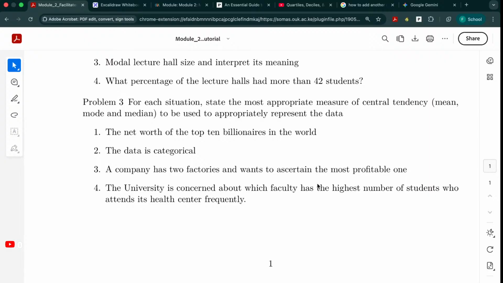We have a company that has 2 factories and wants to ascertain the most profitable one. That one I know for sure. I know it is mode. Then 4. The university is concerned about which faculty has the highest number of students who attend its health center frequently. Mode. So a data which is categorical. If we categorize data, which should we use? Also, it's mode.